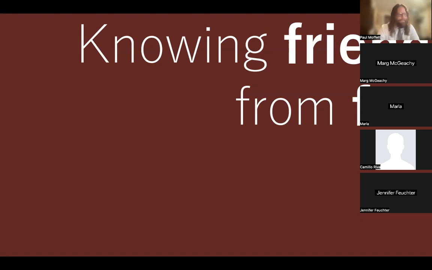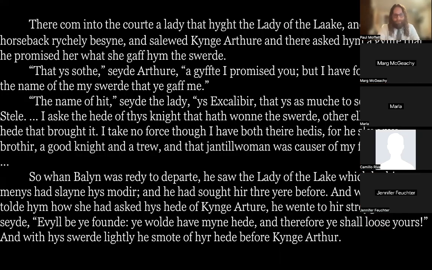And this idea of recognizing friend from foe continues here, because after Balin pulls the sword out, which is very impressive, and then he wears it, the damsel says, "Give me the sword back." And Balin says, "No, I'm not going to give you the sword back. I'm going to wear two swords forever now." Another lady comes into the court, and she's the Lady of the Lake, the one who gave Arthur his sword. And Arthur says, "I forgot to ask you what my sword's name is." And she says, "It's Excalibur."